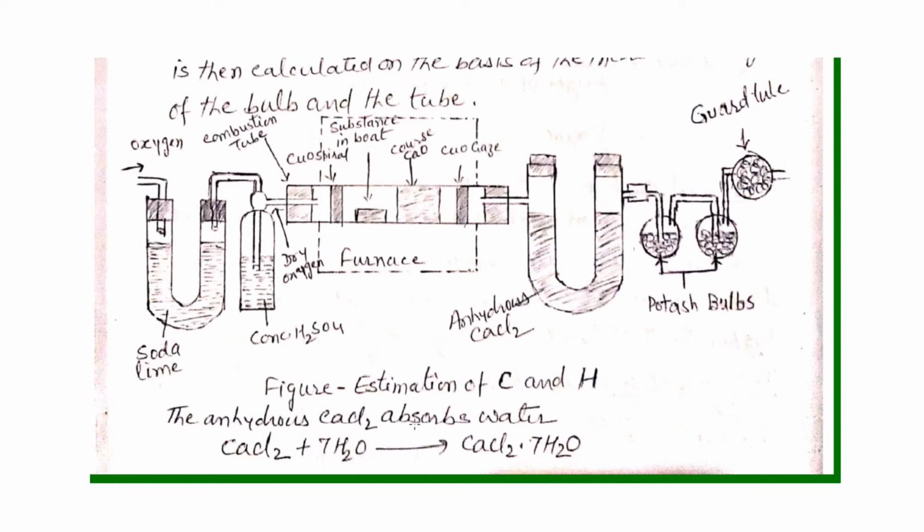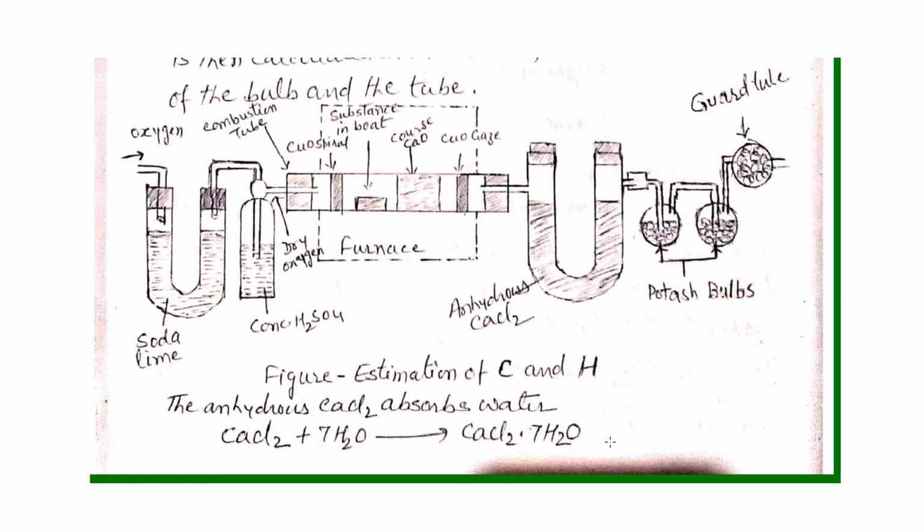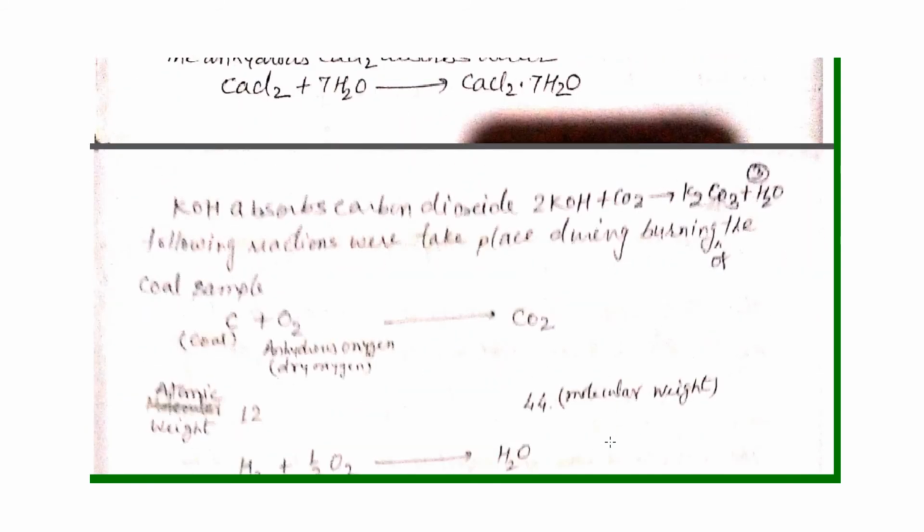Anhydrous CaCl2, as we know, works as a water absorbent. CaCl2 can absorb 7 molecules of water, so it will make CaCl2·7H2O, heptahydrated calcium chloride. Similarly, KOH absorbs carbon dioxide: 2KOH plus CO2 gives K2CO3 plus H2O. The following reactions will take place during burning of the coal sample.